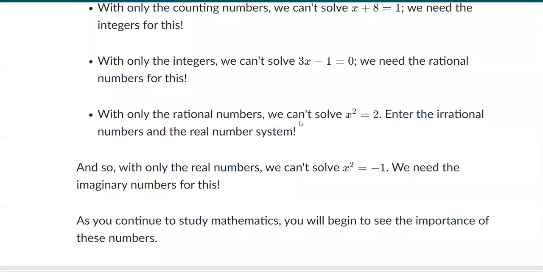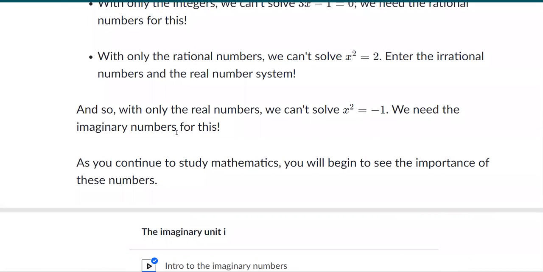With only the rational numbers, we can't solve x squared equals 2. The correct answer to this would be the square root of 2, and that's an irrational number. Enter the irrational numbers in the real number system. So we're just expanding this one step further, and so with only the real numbers, we can't solve x squared equals negative 1. We need the imaginary numbers for this. As you continue to study mathematics, you will begin to see the importance of these numbers.